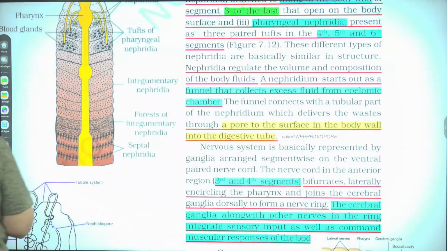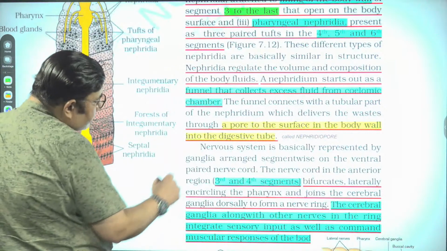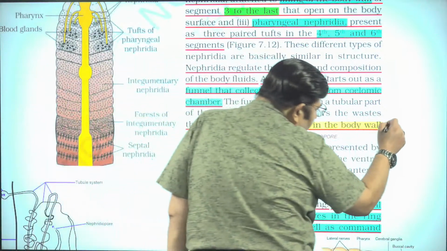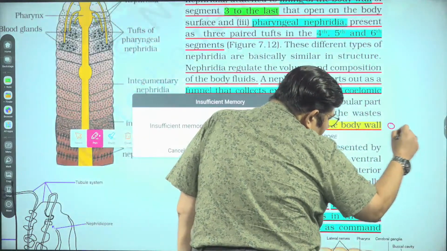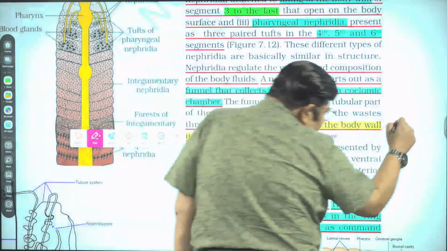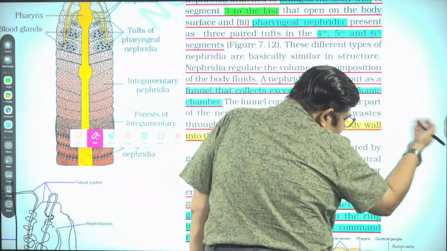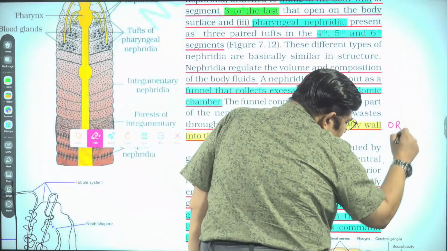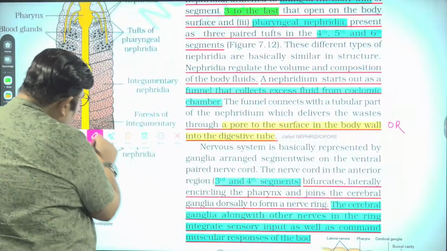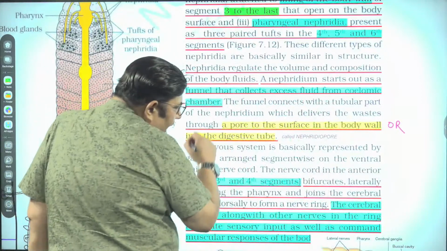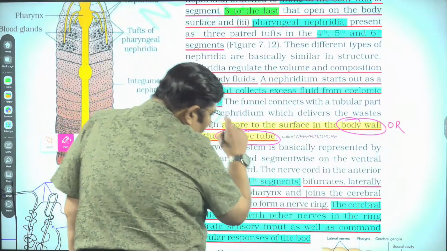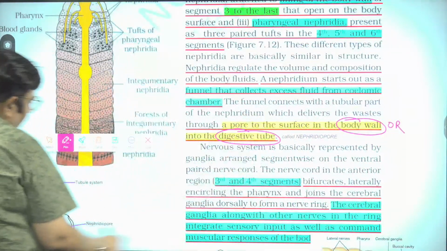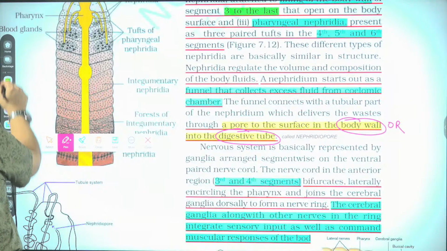Please put "or" here: or into the digestive tube. Why is "or" written here? Either on the body wall or into the digestive tube. Very important. Let's go to this picture.